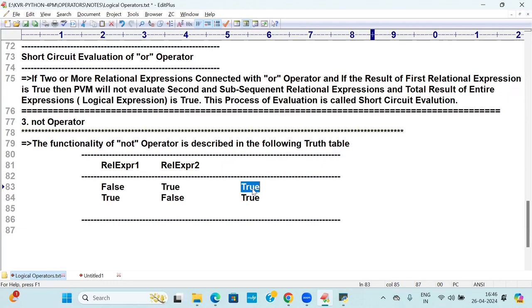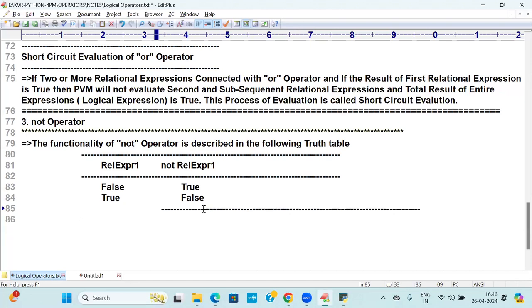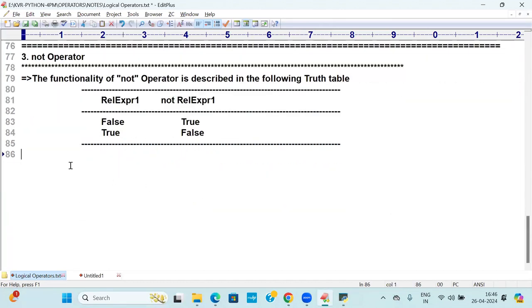Now you see this. Remove this true. Now I will write NOT relational expression 1. Everybody start now. Relational expression 1 is what? Not false. Come on, quickly. Not true. Yes, false. So coming back to the point, here I am going to write the result of it.